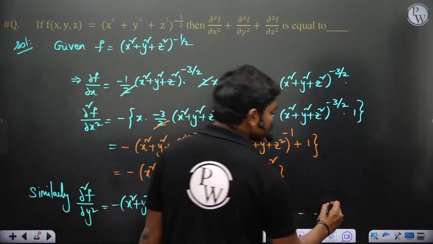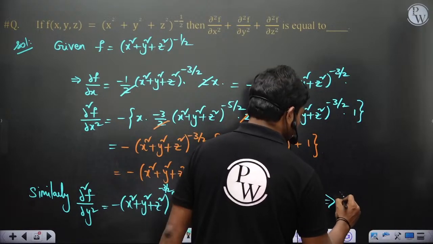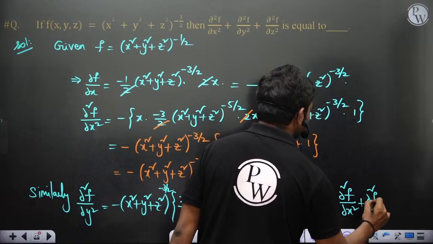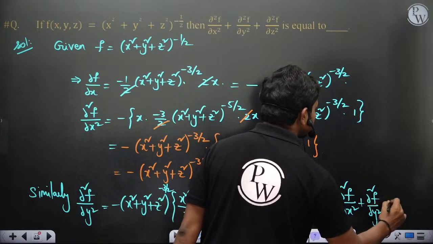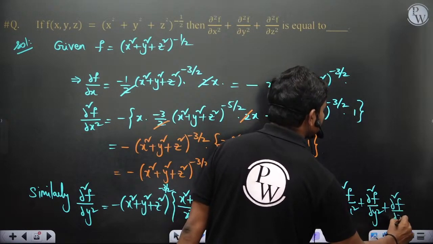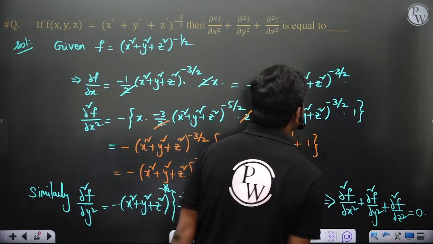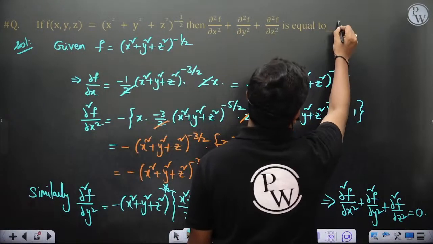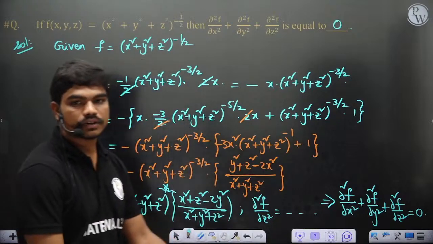So if you add all these things, dou square f by dou x square plus dou square f by dou y square plus dou square f by dou z square, this would have been 0 actually. This term would have been 0, and this total summation would be 0.